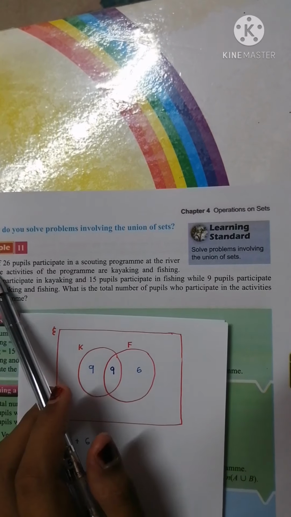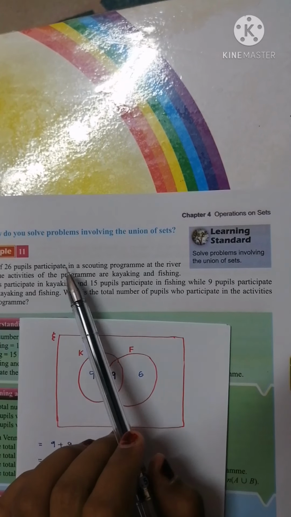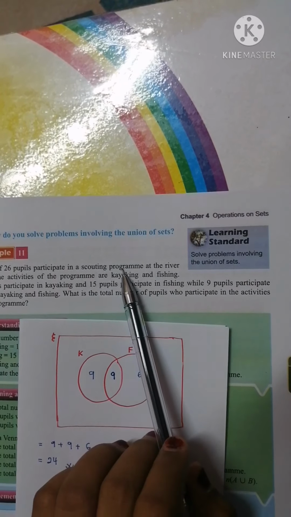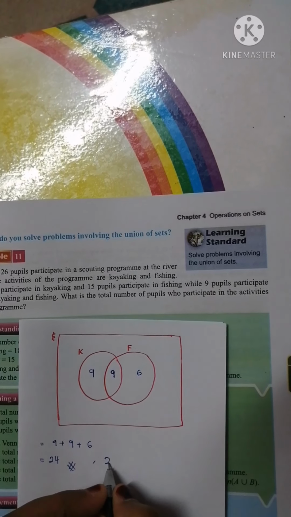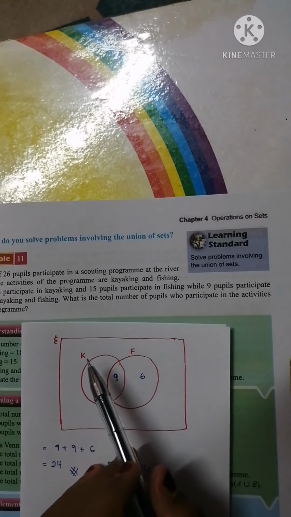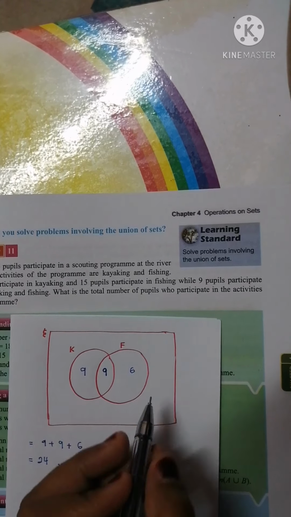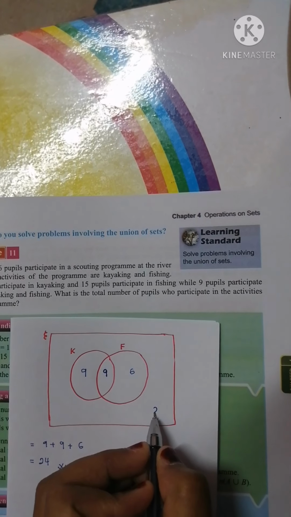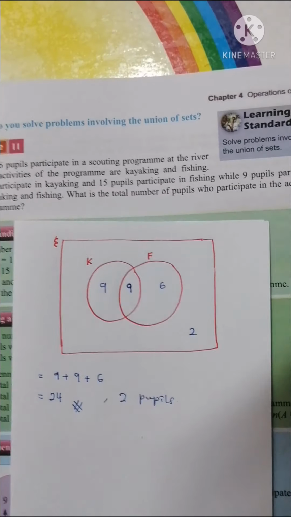So look at here. A total of 26 people participate in a scouting program at the river bank. So the remaining 2 people, they did not join any activity, kayaking or fishing. So those 2 people are located here, like this, okay? Just like that. Very easy.